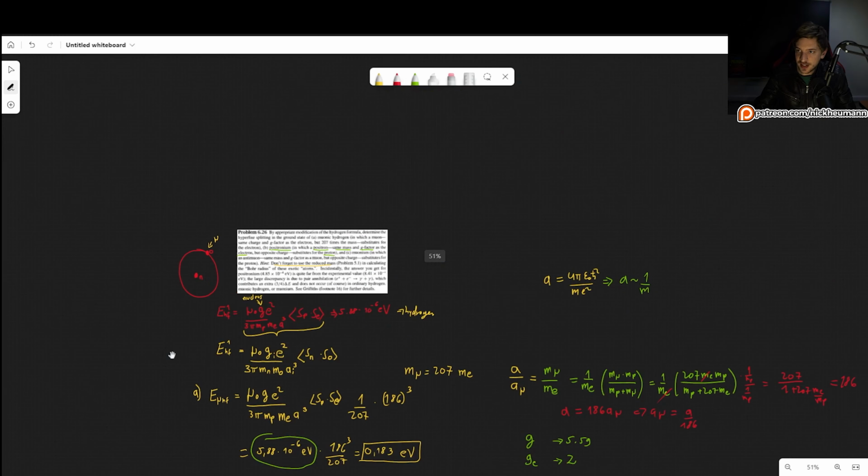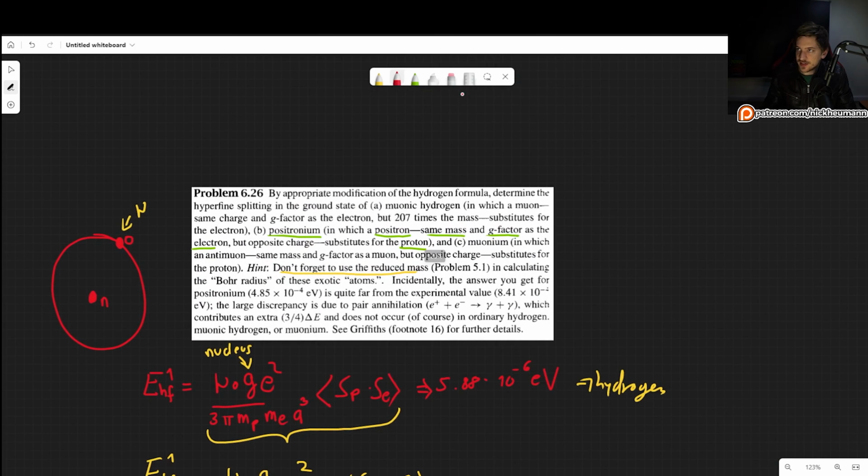Now, what is this case? Part C says muonium, in which an anti-muon, which is the same mass and same G factor as the muon, substitutes for the proton. The muon has the same G factor as the electron, as we saw before, right? The muon has the same charge and G factor as the electron. So once again, we are substituting for the nucleus particle. So that's it.